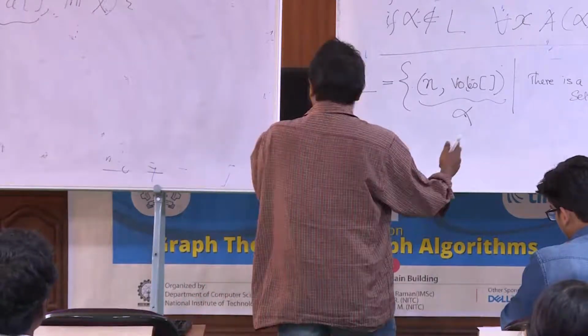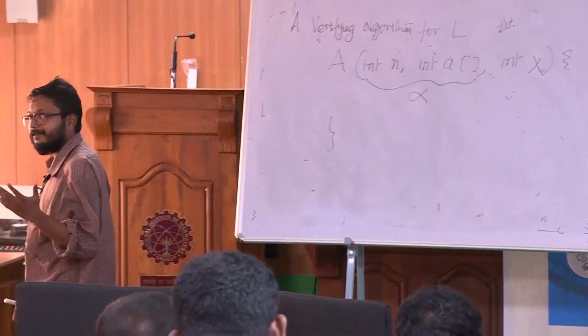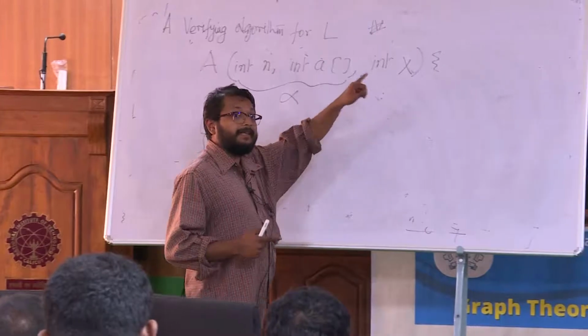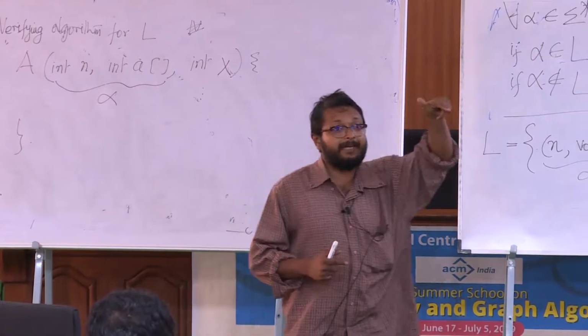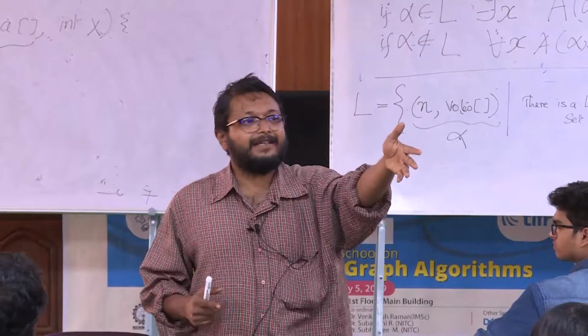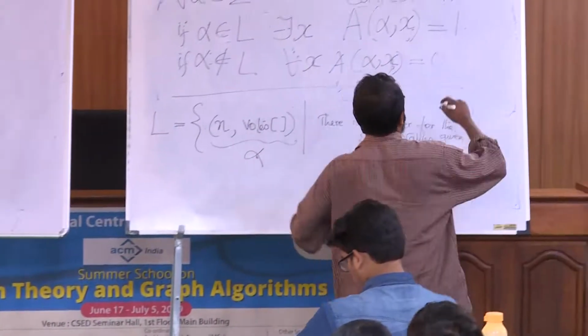If this alpha has a leader, then what is the requirement? There should exist an X such that your algorithm returns what? Will your algorithm have such an X? Yes. What is that X? The leader, the number of the leader. So condition number 1 is satisfied by your algorithm.